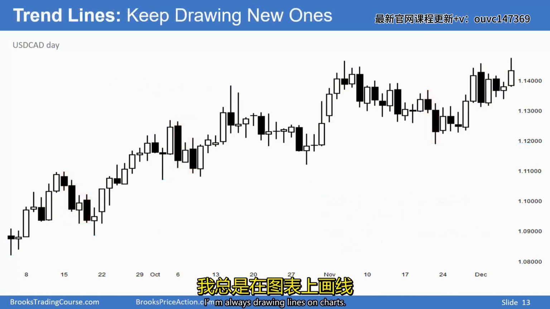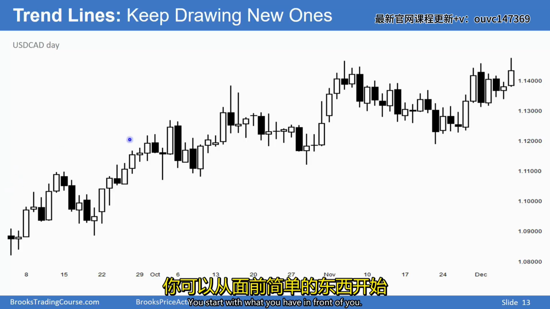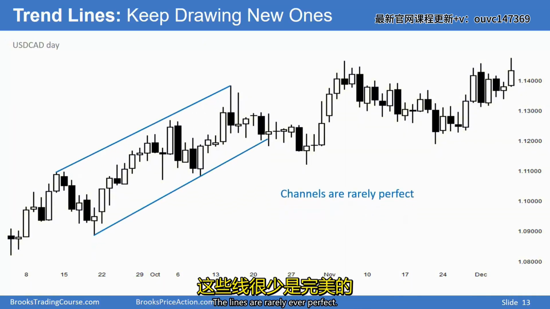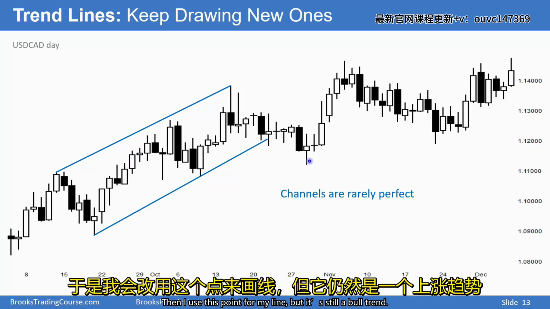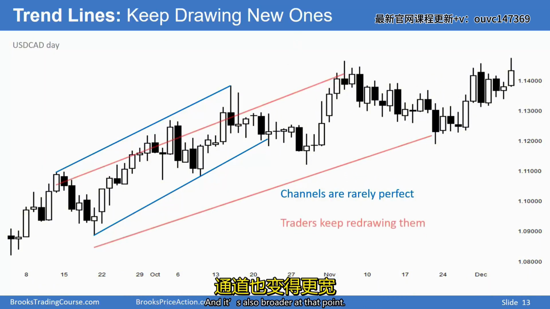I'm always drawing lines on charts. You start with what you have in front of you. As more bars get added to the right, you have to adjust your lines. The lines are rarely ever perfect. At this point, I'm using these lines, but then the market falls below here. Then I use this point for my line, but it's still a bull trend. It's just flatter. It's not as vertical, and it's also broader at that point.